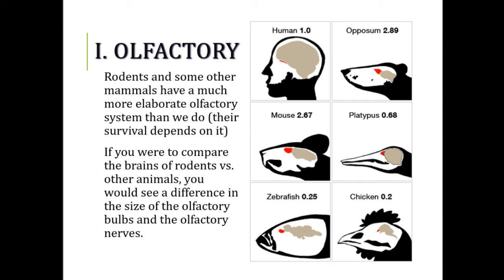Mice have almost 3 times as many genes encoding for smell relative to humans. I mean, we're at 1.0 and they have 2.67. So that's almost 3 times as large. But we don't need to rely on our sense of smell as much as mice do. Our frontal lobes are much larger, and theirs are much, much smaller in comparison.